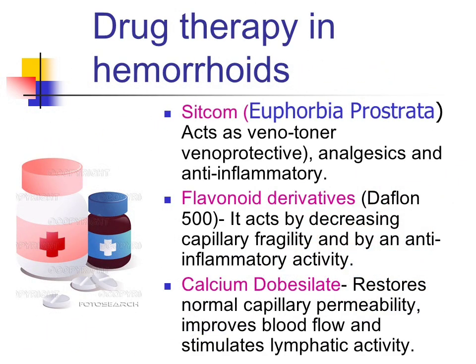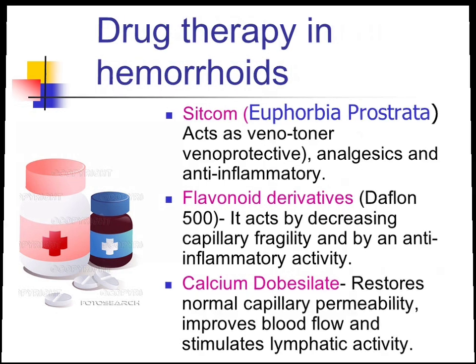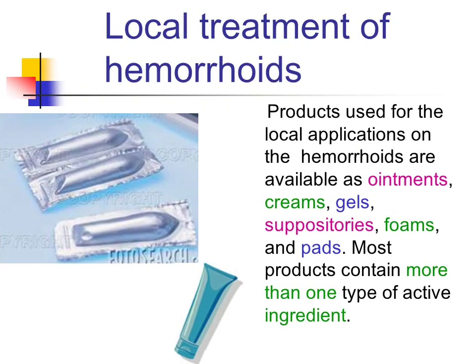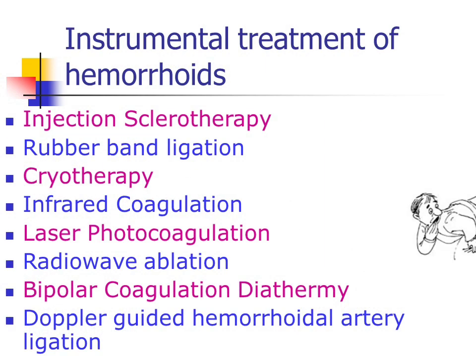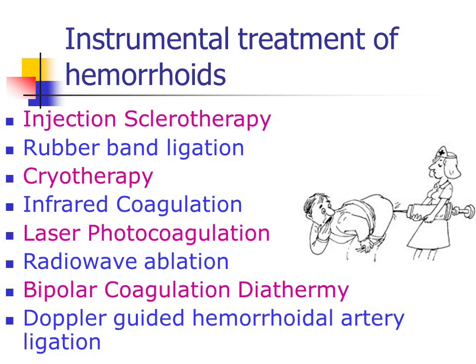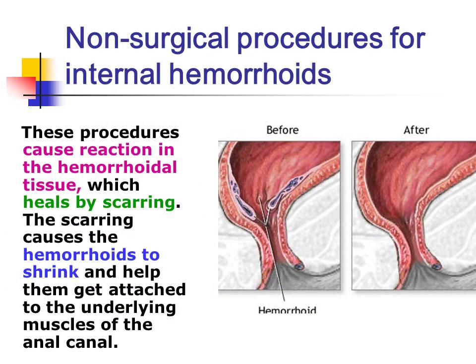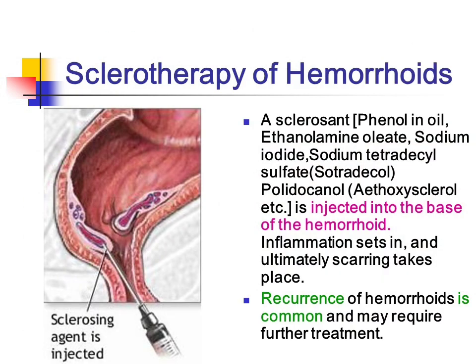Then drug therapy includes Euphorbia prostrata, flavonoid derivatives and calcium dobesilate. Local treatment comes in various forms of ointment, cream, gel, suppository, foams and pads. Then local anesthesia and drugs causing vasoconstriction. Instrumental treatment includes injection sclerotherapy, rubber band ligation, cryotherapy, etc. These procedures cause a reaction in the hemorrhoidal tissue which heals by scarring.